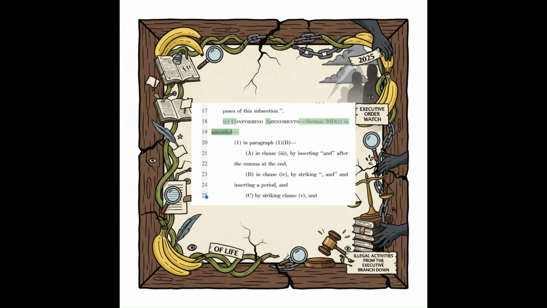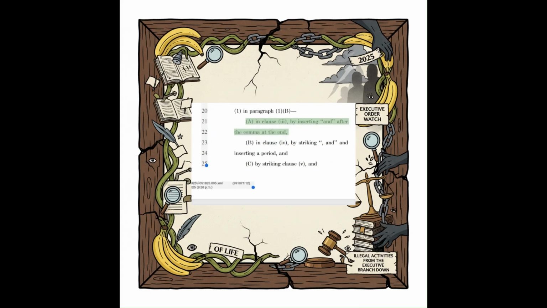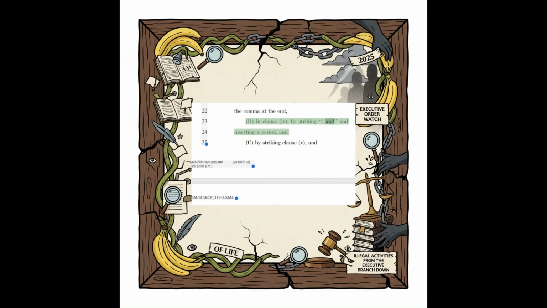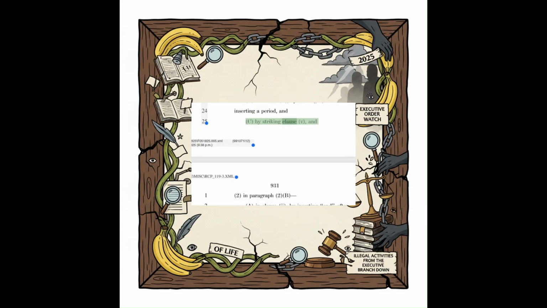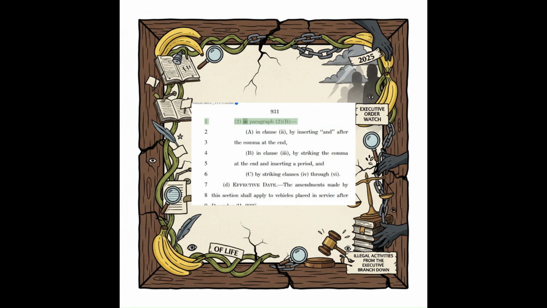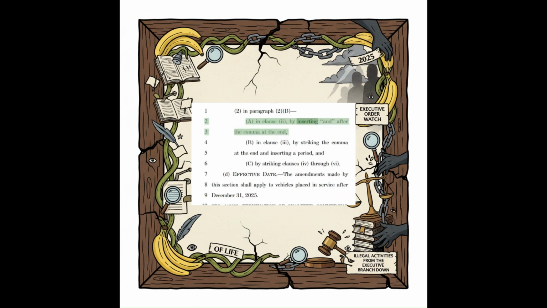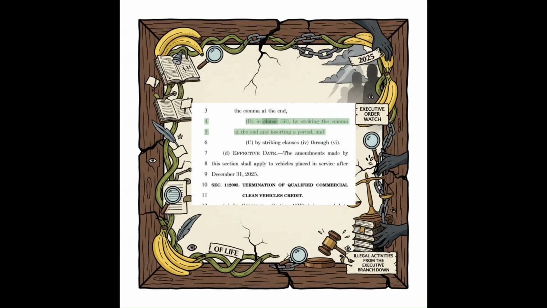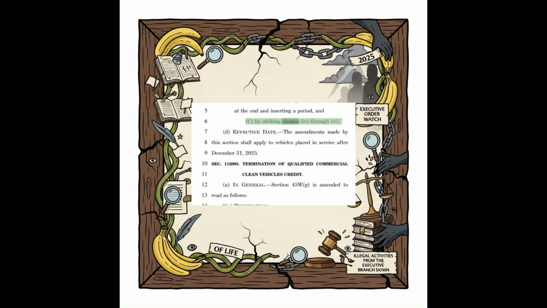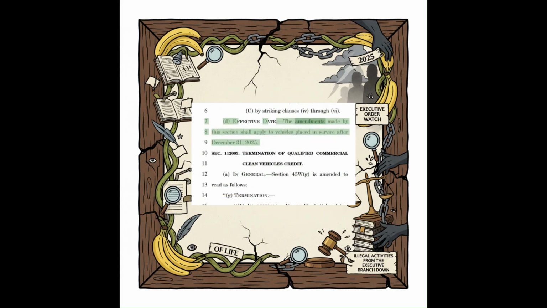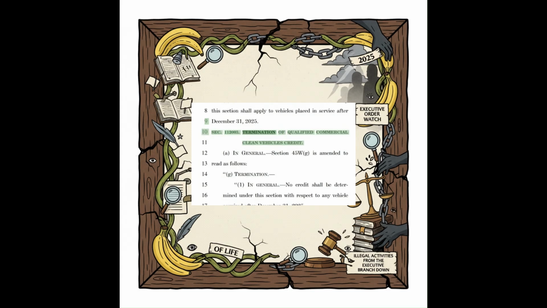Section 30D is amended. In paragraph, in clause by inserting and after the comma at the end. In clause by striking and inserting a period. By striking clause. 931. In paragraph, in clause by inserting and after the comma at the end. In clause by striking the comma at the end and inserting a period and by striking clauses through. The amendments made by this section shall apply to vehicles placed in service after December 31, 2025. Sec. 11003. Termination of qualified commercial clean vehicles credit.